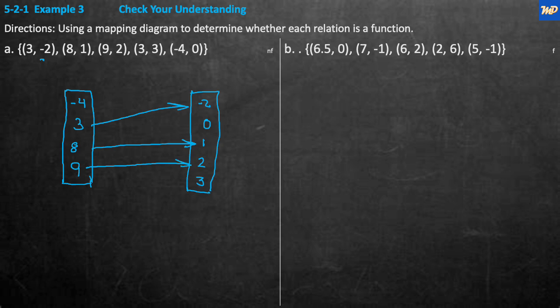We have -4. Oh, wait. We have 3 going to 3. We have 3 going to 3. And we have -4 going to 0. Okay, so now if you look at that, what's the key?